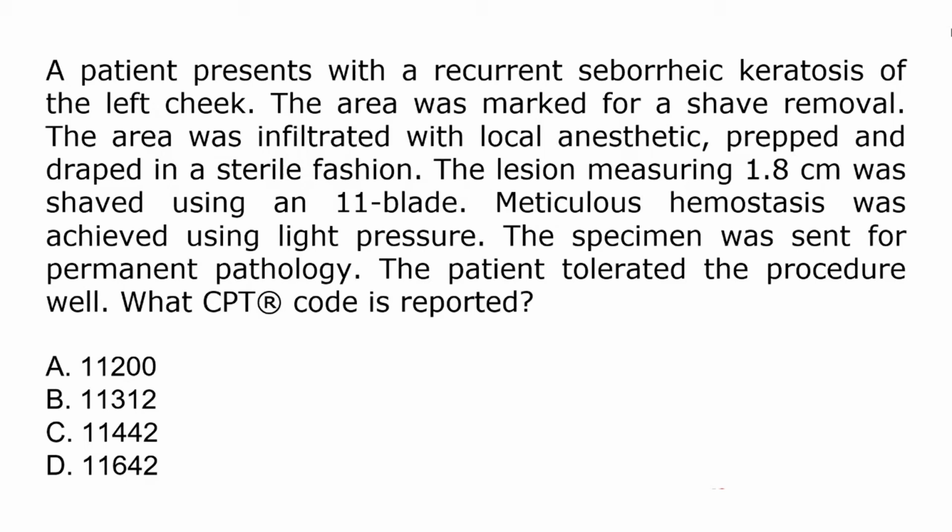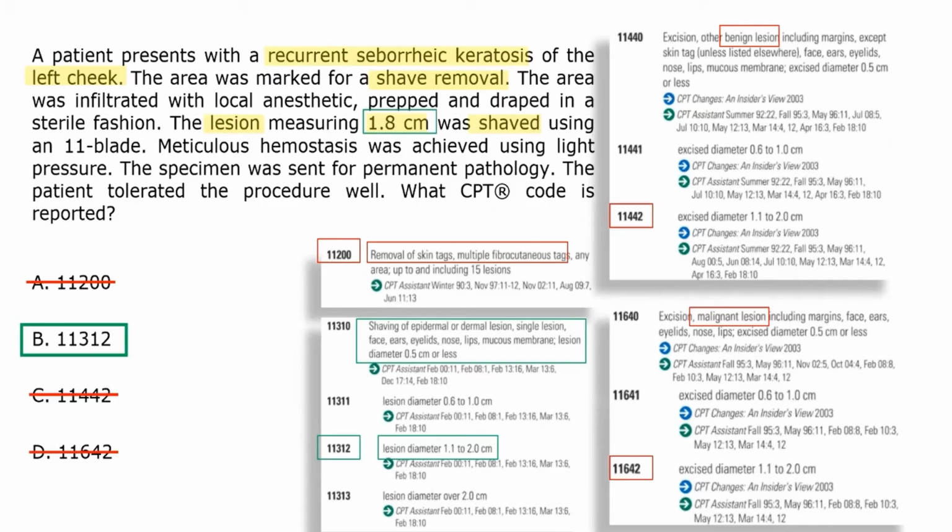Now check all the codes, and then we will go and find out the answer. So the first code 11200, it talks about the skin tags. Definitely it is not a skin tag, it is a recurrent seborrheic keratosis of the left cheek. 11442, it talks about the excision of the benign lesion, and in this case it talks about the lesion which is there on the face, ears, eyelids, nose and lips. So we need to check where our lesion is in the cheek area.